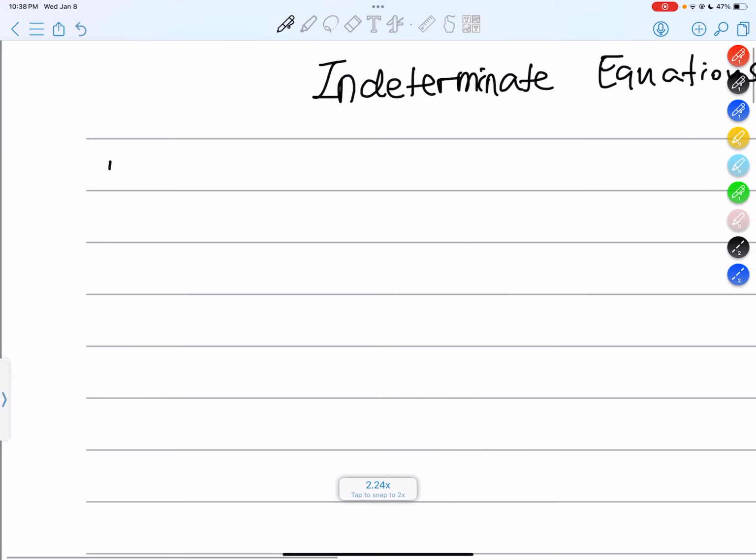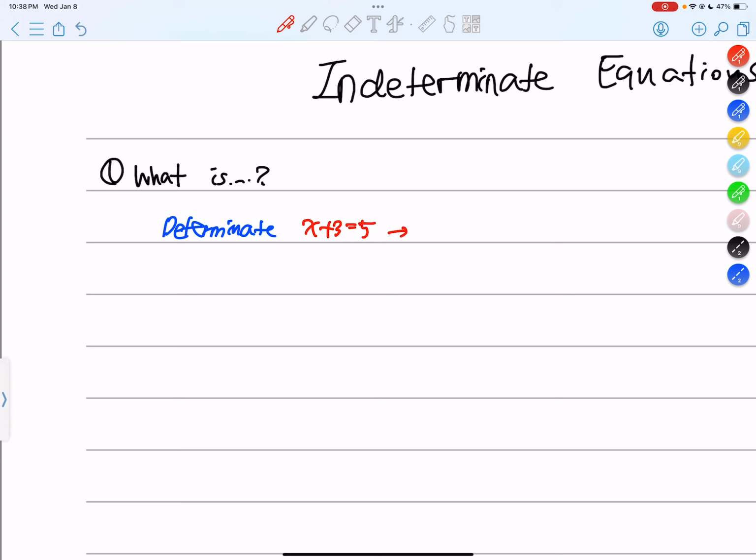Okay, so what is an indeterminate equation? Well, an indeterminate equation is basically when you cannot determine the value of the variables in your equation. So a determinate one is something that you see easily, something like x plus 3 equals 5. Then, x is the only variable here, and so you can figure out what x is. X is 2.